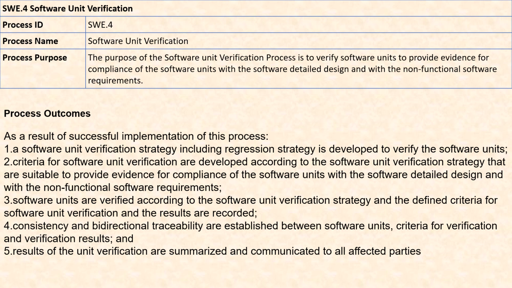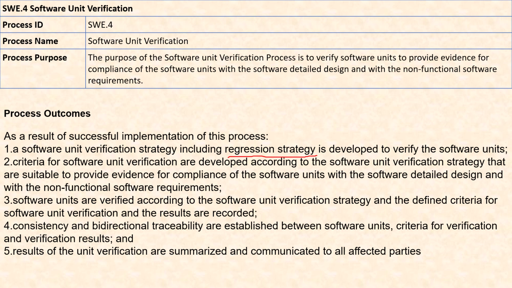Alright, next come the process outcomes. As a result of the successful implementation of this process, a software unit verification strategy including regression strategy is developed to verify the software units. I am sure everybody from IT knows that regression testing is a very important part of software testing. But because this tutorial is meant for people coming from a core automotive and mechanical background, let me point out that regression testing is a part of software testing, and I strongly recommend that you go to YouTube and type regression testing, so you clearly understand what is meant by it.